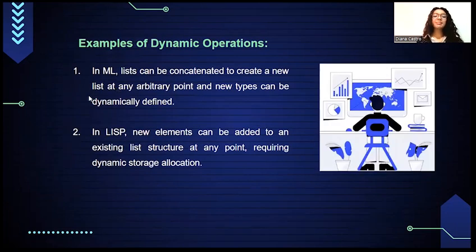Okay, now we're going to see some examples of dynamic operation in the two languages that I mentioned before. The first one is in ML. Lists can be concatenated to create a new list at any arbitrary point, and new types can be dynamically defined.